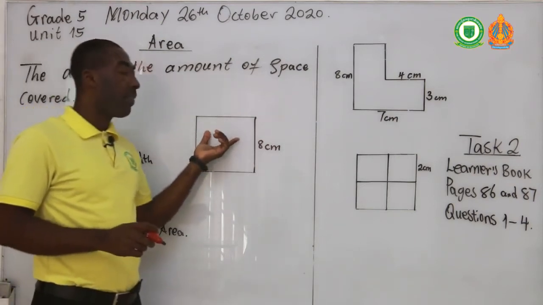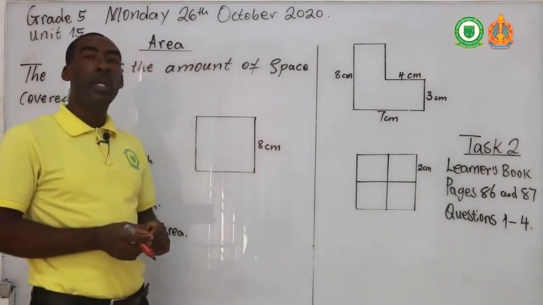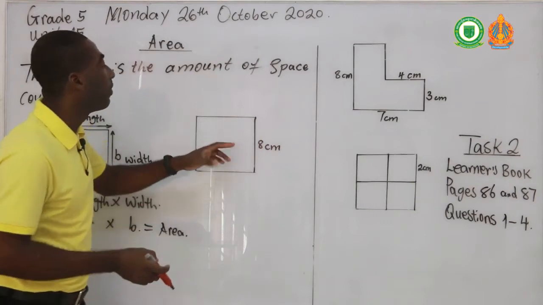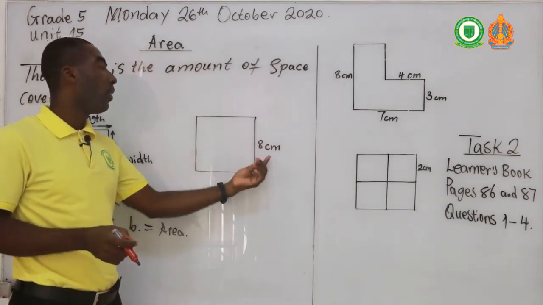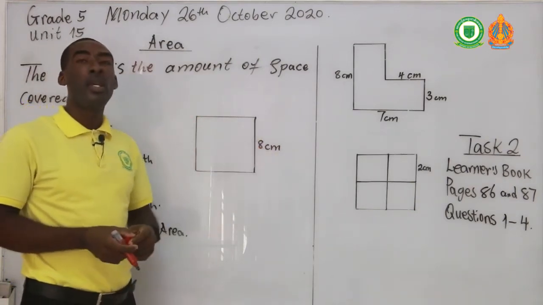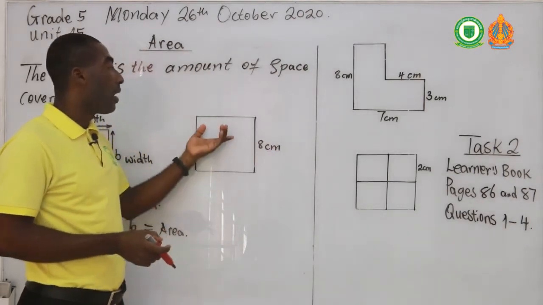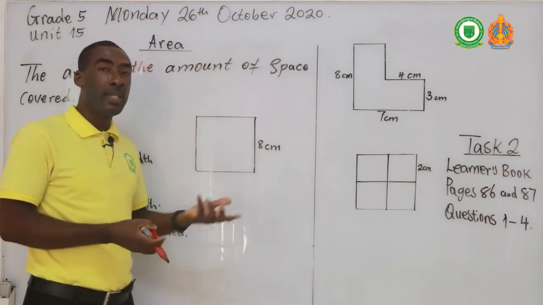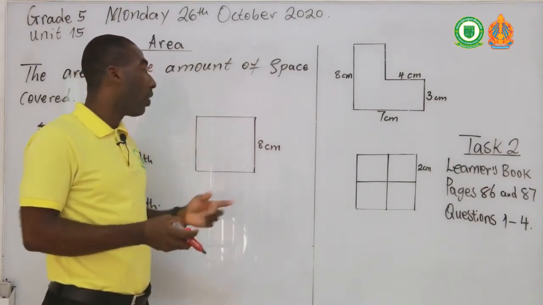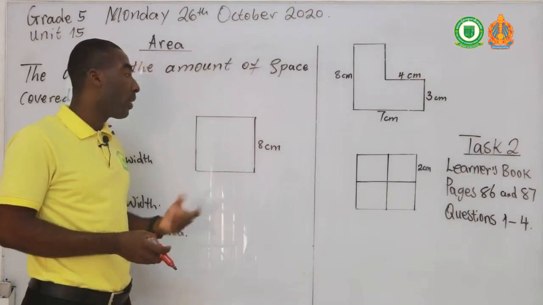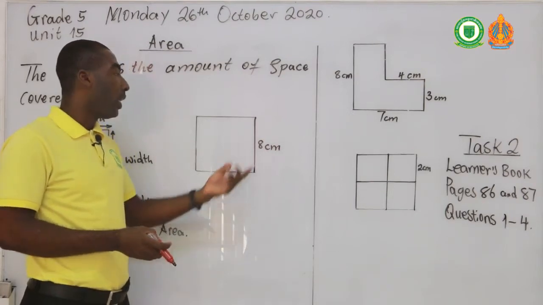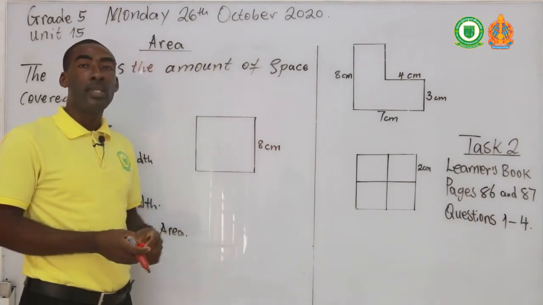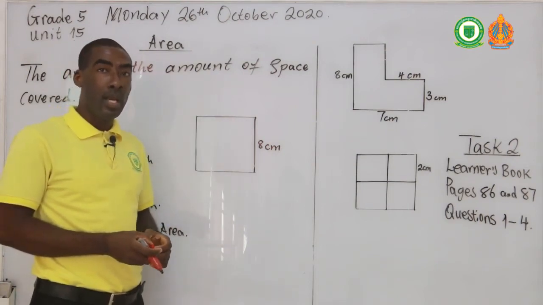Now, if you have a square and you are to find the area, what do you do? Here we have this square, and we know that the width is 8 centimeters. So how do we know the rest? What you have to remember is that with a square, all sides are equal. So if you have 8 here, automatically the length is also going to be 8 as well.